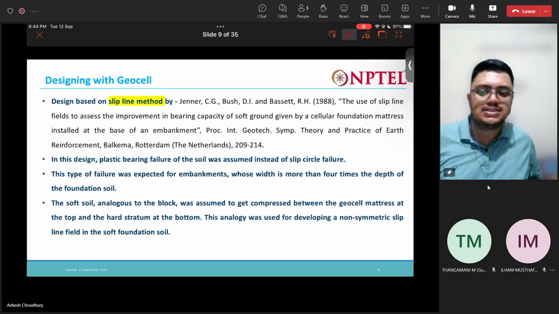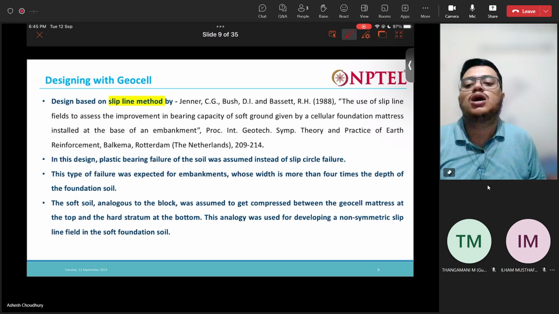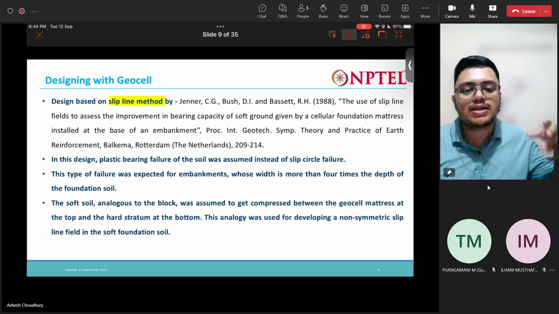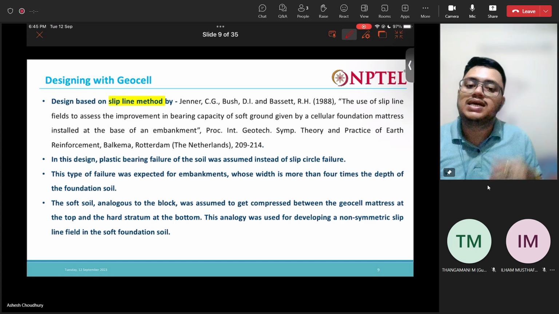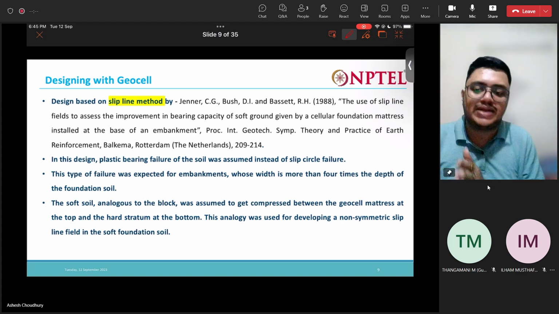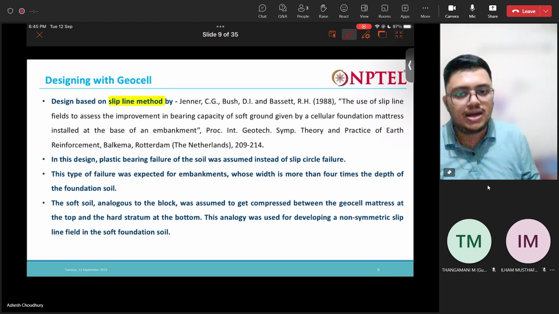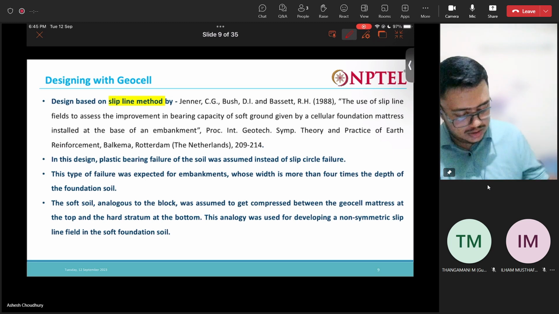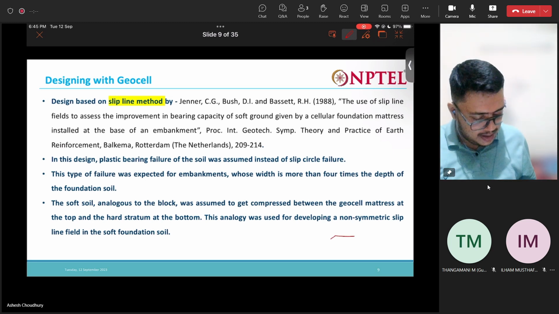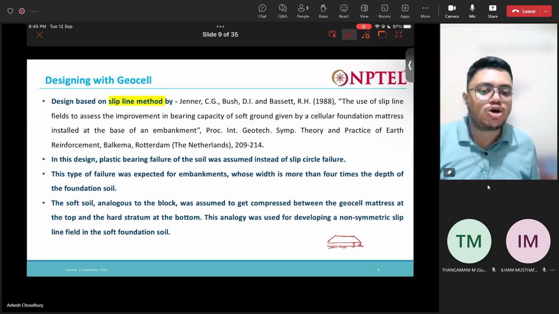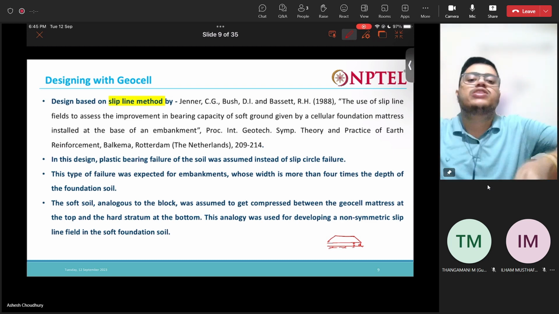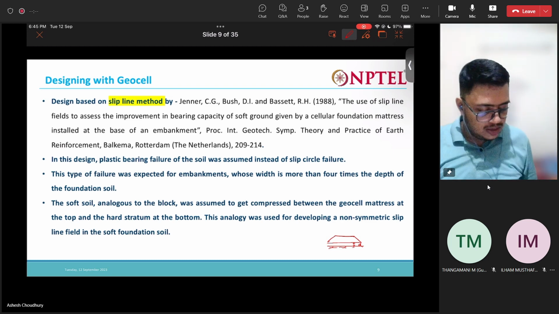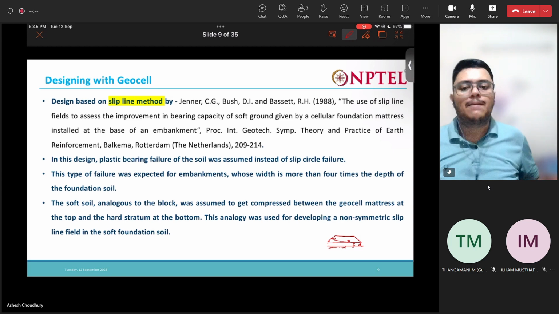So this type of failure, for which we will be designing the geocell in our specific case, is specific to the case where the width of the embankment is more than 4 times the depth of the foundation. We have an embankment on a foundation soil, and here we have the strong base. So this depth D of the soft foundation soil should be more than 4 times the width of this embankment.